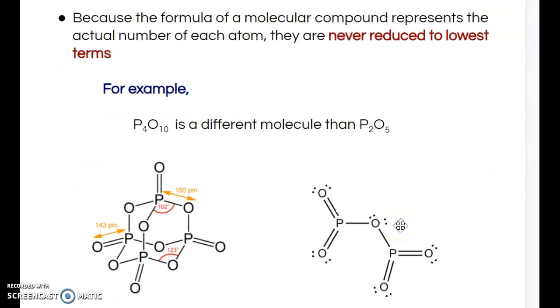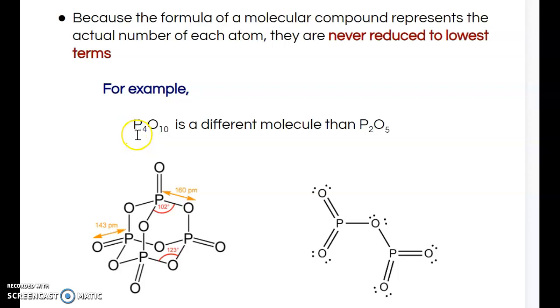Because the formula of a molecular compound represents the actual number of each atom, they're never reduced to their lowest terms. Molecular compounds are never ever reduced to their lowest form. Remember I said before that ionic compounds we need to reduce to their lowest form because they represent a ratio, whereas molecular compounds do not. If you reduce molecular compounds, you can form a completely different chemical, a different structure that has different properties. That might be poisonous, that might not be poisonous, things like that.